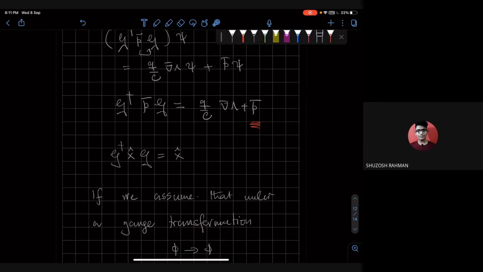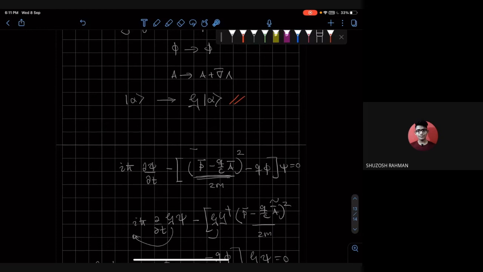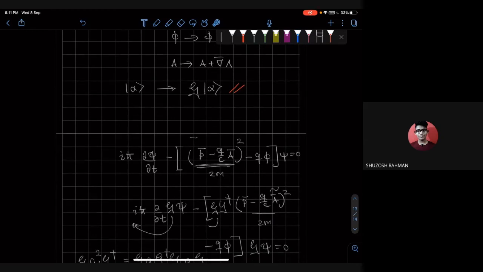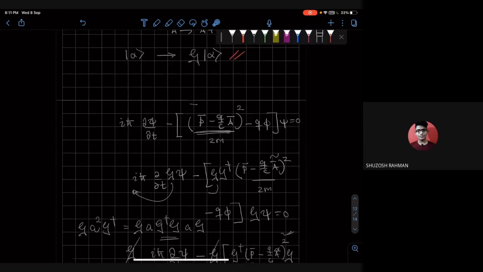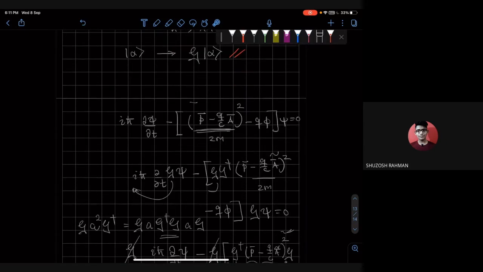Is that clear? Yes, sir. Okay. So now, let's go back and see what effect this has on the Schrodinger equation. So this is the Schrodinger equation. If I make a gauge transformation, my state changes by G acting on this. So here I have G acting on my state, G acting on my state.